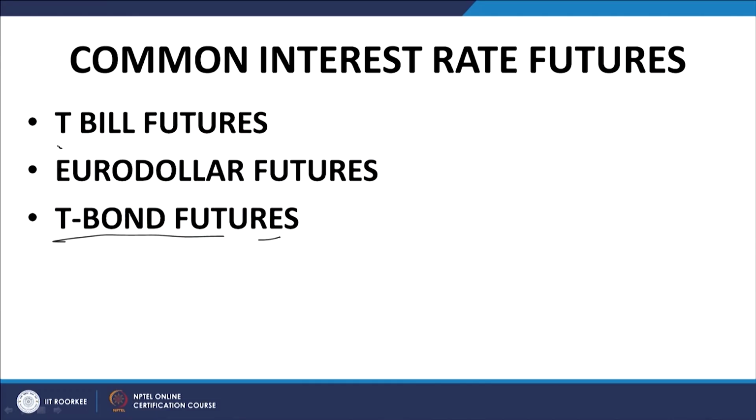These have short term T bills as the underlying instrument, and these are short term deposits on which futures contracts are written. To reiterate, these are futures on which the underlying instrument is the T bill. Here the futures are on euro dollars, which are short term dollar deposits, and here the underlying instruments are treasury bonds, which are long term instruments issued by the government.